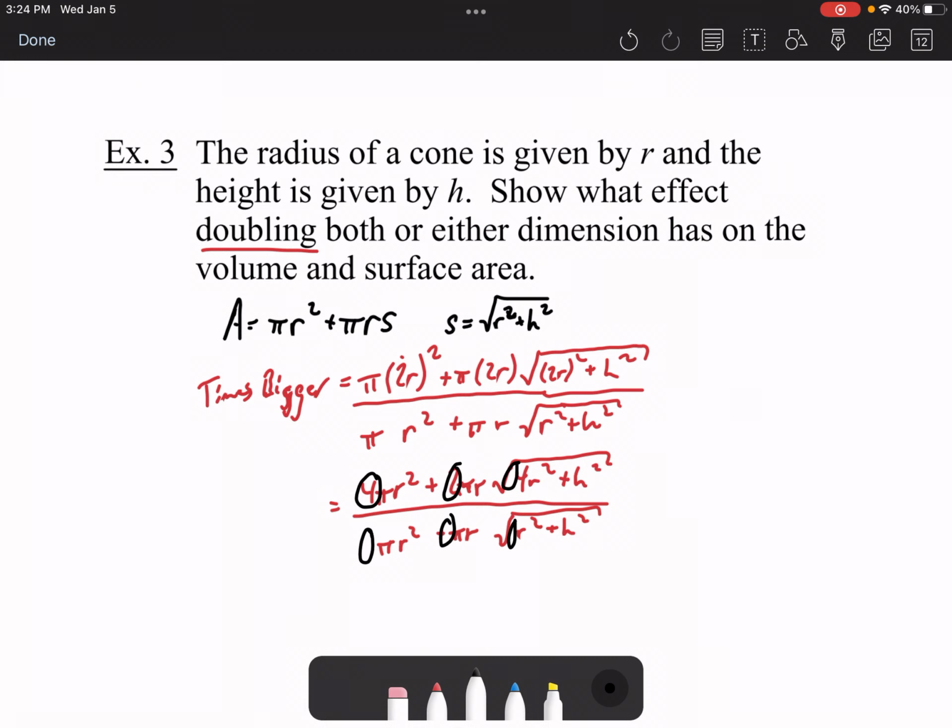If you try doubling the height, you'll find out the same thing. Even if you double both the height and the radius, you'll find out the exact same thing. There is no relationship in doubling the radius and the height, or either one, in the surface area. However, the volume of a cone is given by pi r squared h divided by 3. This one might have something different.